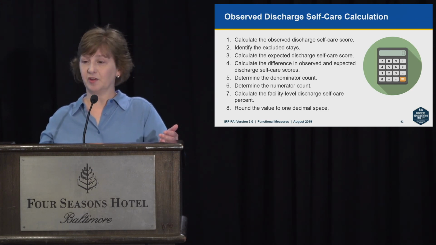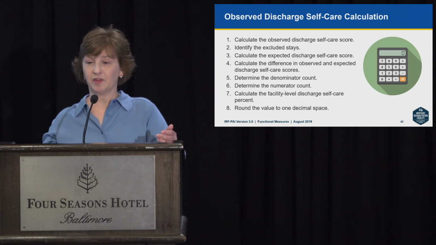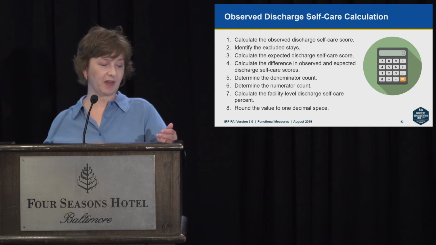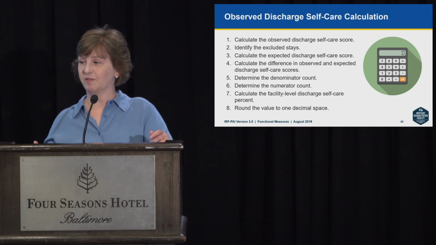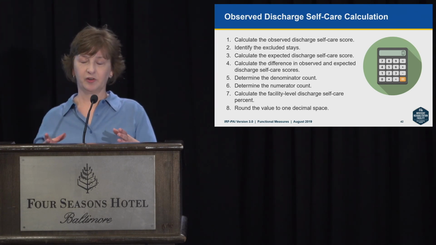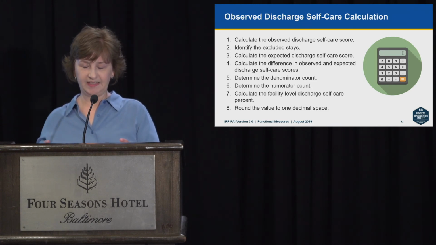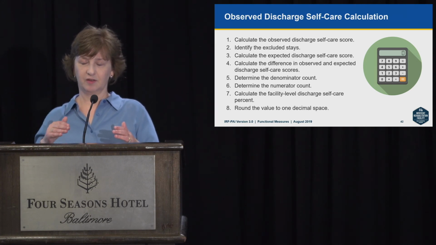We determine the denominator count based on the included records. We determine the numerator count based on the difference between the observed and expected scores. And then there's a calculation at the facility level during the performance period. So let's say it was calendar year 2018, and anybody discharged during that performance period would be included.